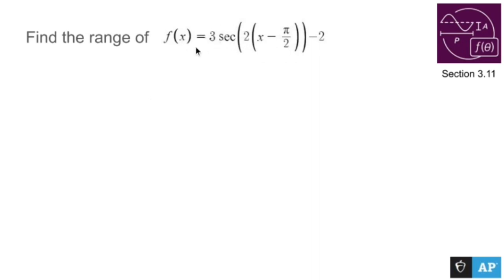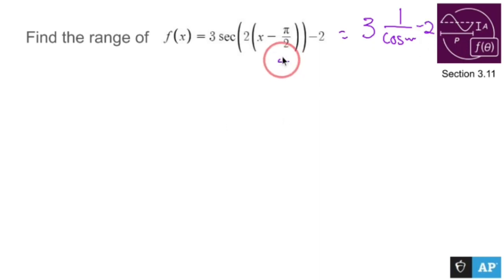So what I'm going to do is compare this to its counterpart, which is the same thing as saying 3 times 1 over cosine, and so on, and then minus 2 at the end. Now, why am I doing all this? If I were to graph this, I'm caring about two things. Thing number one is the amplitude, and thing number two is the vertical shift.